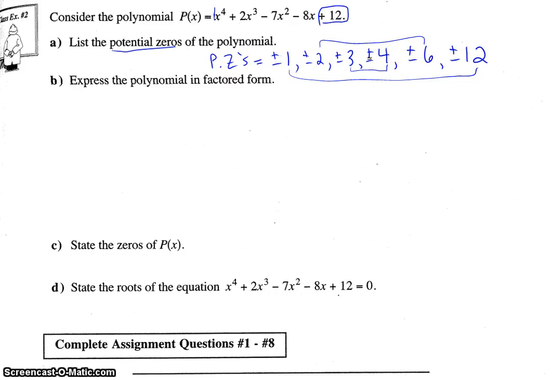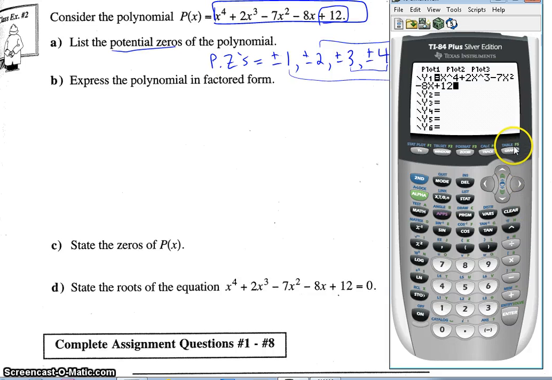Express the polynomial in factored form. This is where we have to use our factor theorem to show that something is a factor before we do synthetic division. So grab your graphing calculator. We're going to put this in y1. We're going to graph it and look at the graph and use a nice number, a nice x-intercept, to demonstrate that it's a factor. All right, let's bring up our graphing calculator. There we go, that's our graph. We've got some nice numbers.